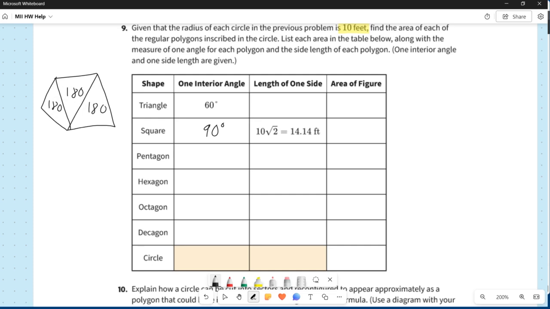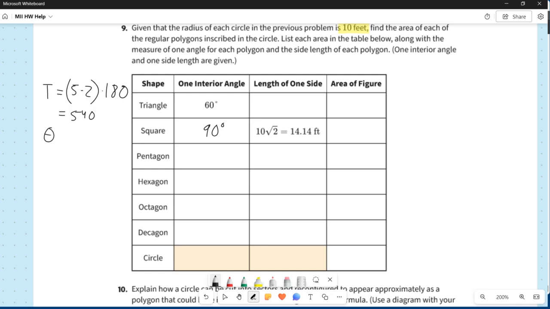So if I want the sum of all of my interior angles for any pentagon, what I can do is say that my total is 5 minus 2, which represents the number of triangles, times 180, because that is the sum for each triangle. And if I do this, I get 540.